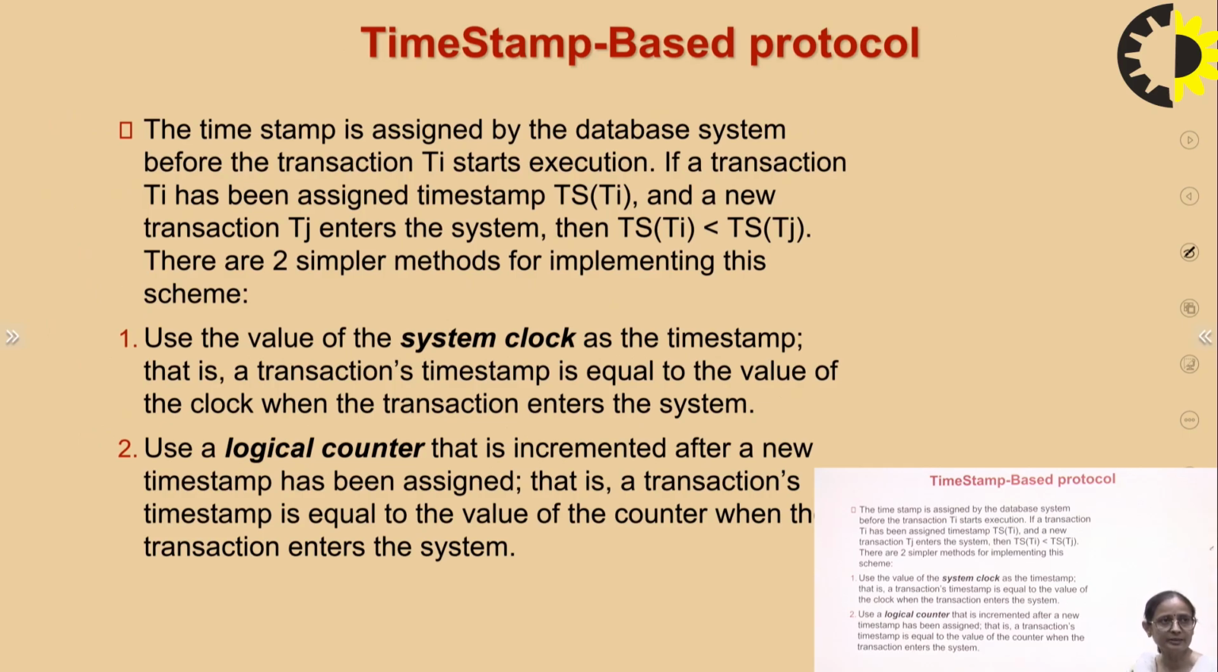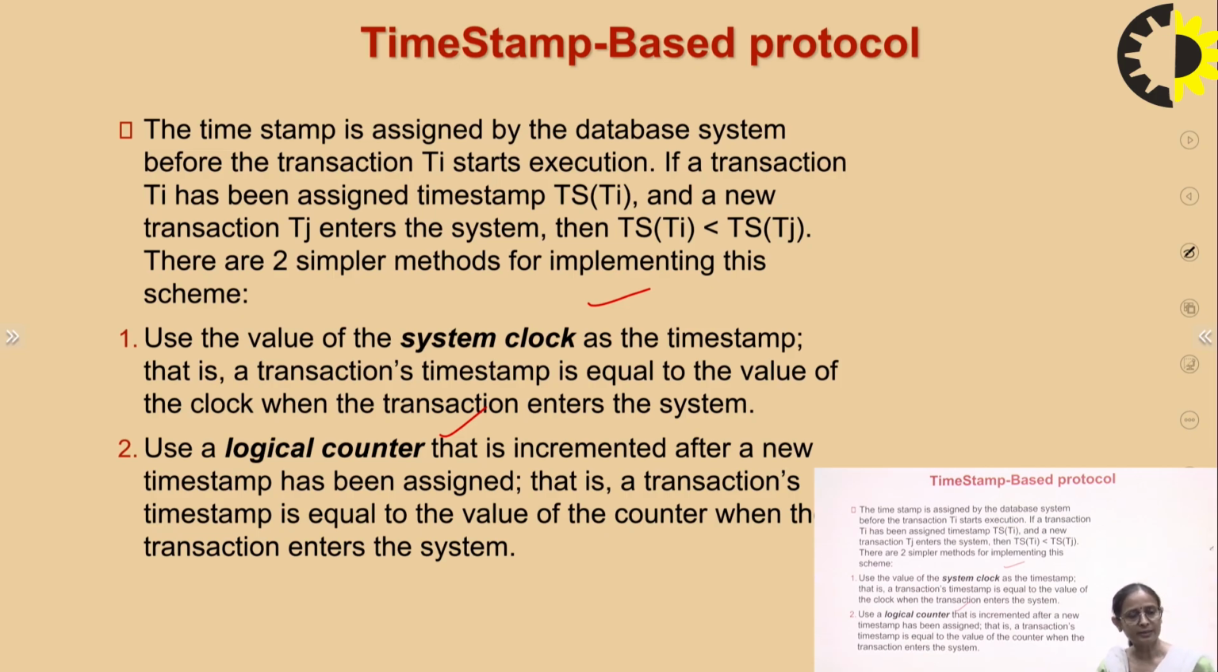Another set, that is my third category, that is timestamp based protocol. In this case, the timestamp is assigned by the database system before the transaction TI starts execution. If a transaction TI has been assigned the timestamp TS and a new transaction TJ enters, then the timestamp of TI is always less than the timestamp of TJ. And how do we implement it? Either use the system clock or use the logical counter concept.